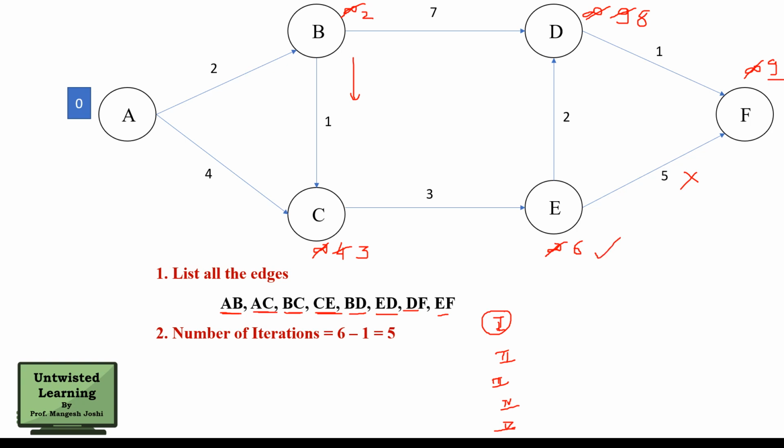CE, 3 plus 3 is 6, no update. BD, 2 plus 7, 9, which is greater than 8, so do not update. Then ED, 6 plus 2 is 8, which you have already written. Then DF, 8 plus 1 is 9, already written. And EF, 6 plus 5 is 11, which is greater than 9, hence no update. So in all the iterations you will get the same answer. The computer will perform all the iterations and then give you the final answer as 9.